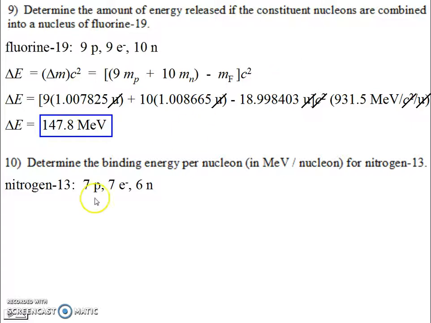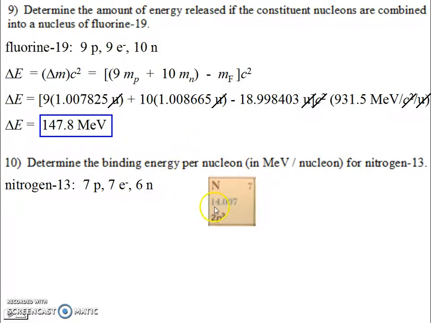Okay, so we know it's nitrogen, so it should have 7 protons, because every atom of nitrogen, no matter what, has 7 protons. That defines it as nitrogen. And of course, if it's an atom, it's going to have 7 electrons. Not really useful for us, but it's always good. And then I got 6 neutrons.